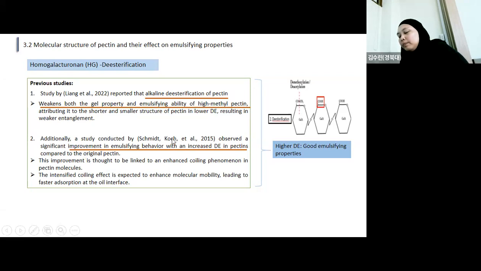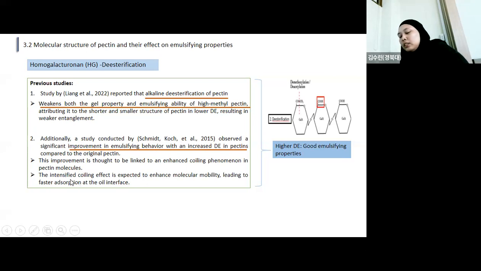The second study is the opposite way. They increased the DE, and after they increased the DE, the emulsifying properties improved due to the enhanced coiling phenomenon in the pectin molecule.